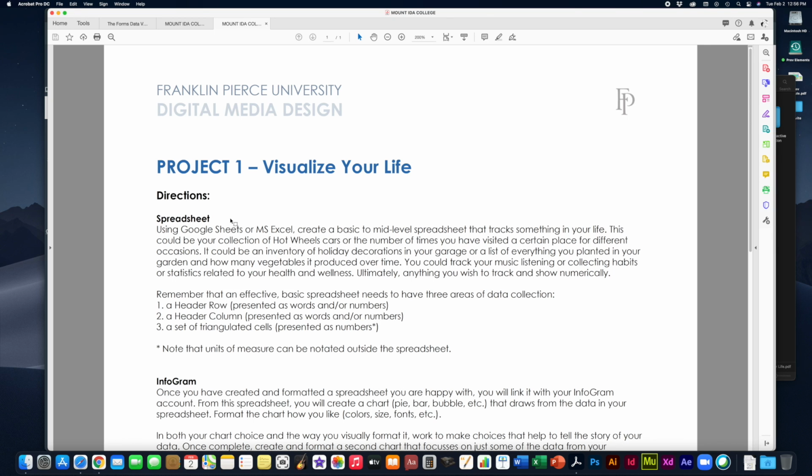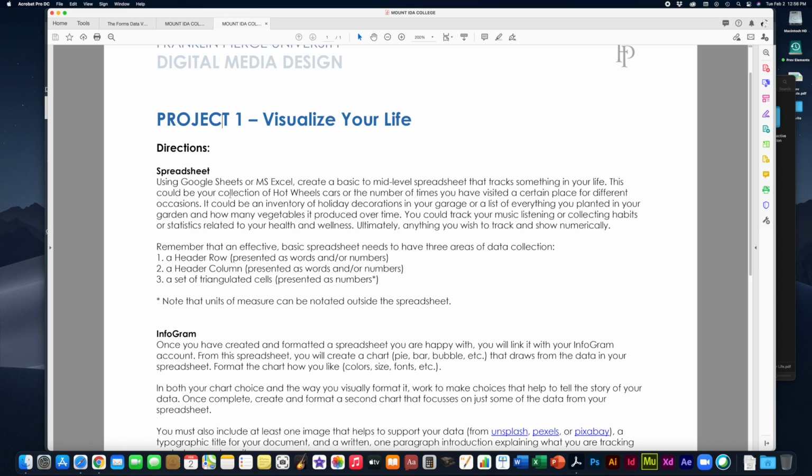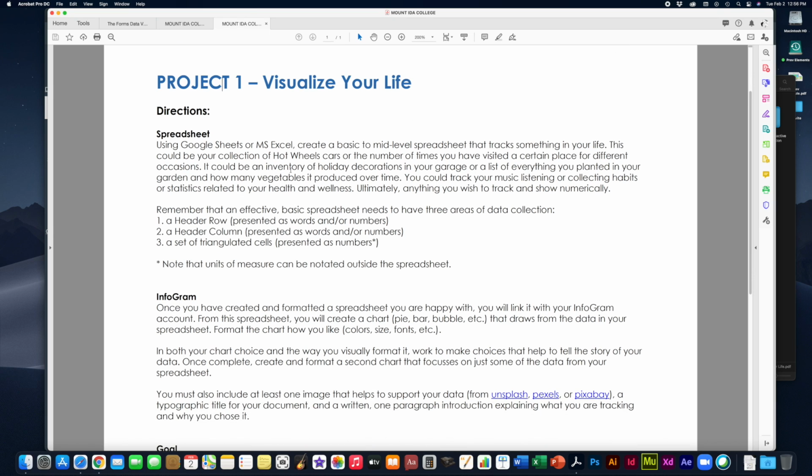We have our inquiry and research project already underway. So the first thing you're going to do here is, using either Google Sheets or Microsoft Excel, you're going to create a really basic to mid-level spreadsheet that tracks something in your life. Now, we're going to go over in class how to do that, but I'm just going to read through this now, and then the main thing you're going to do starting now for homework is decide what it is you're going to track.